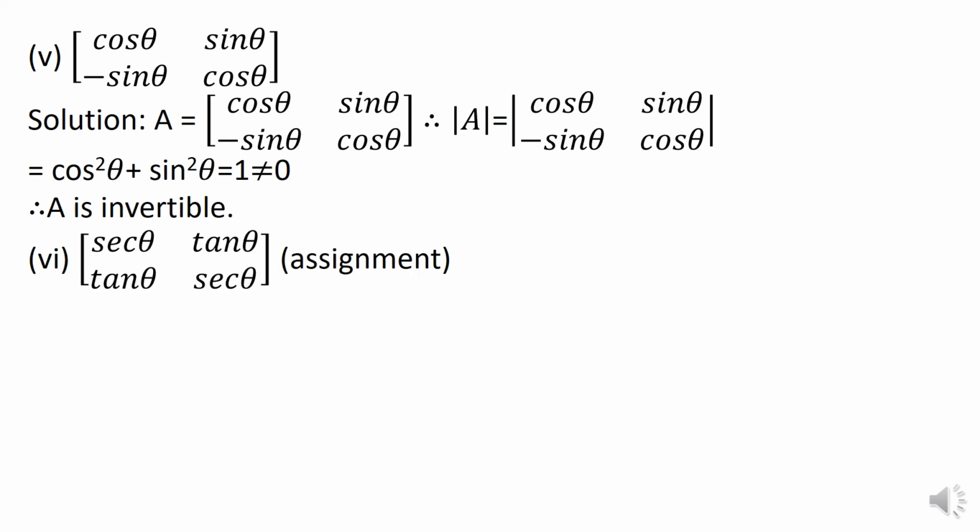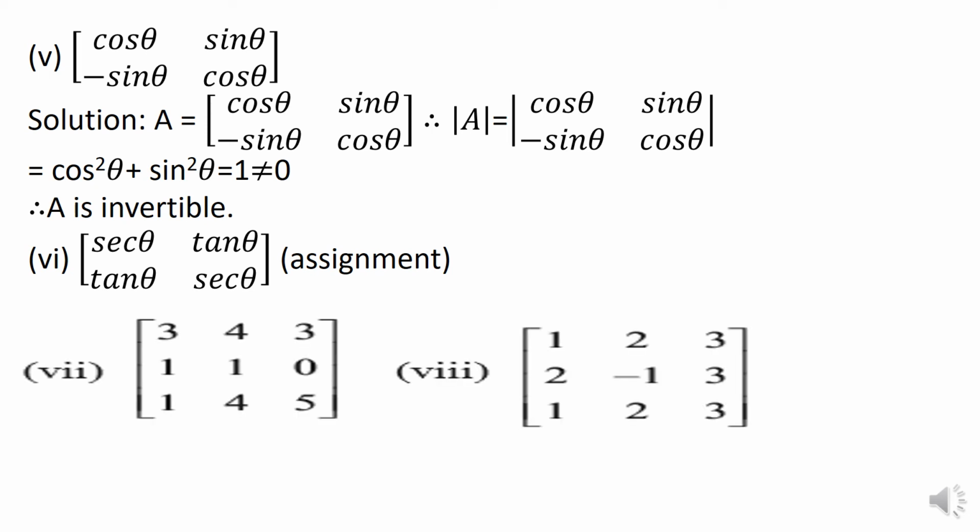Remember, sec square theta minus tan square theta is equal to 1. From that you can conclude about the matrix. These sums can be done as an assignment as well, where 3 by 3 matrices are given. You can convert them into determinants, solve them and check whether 0 comes or not.